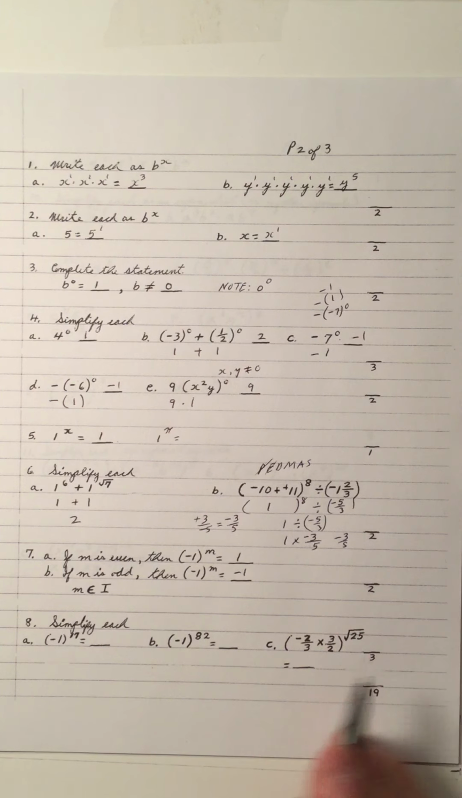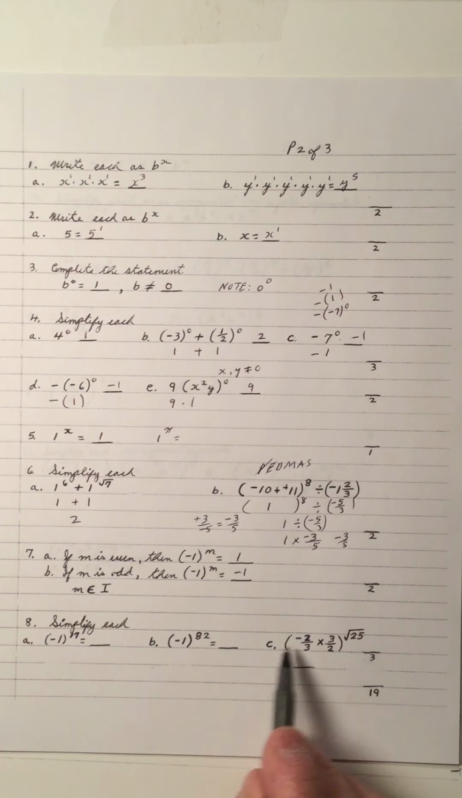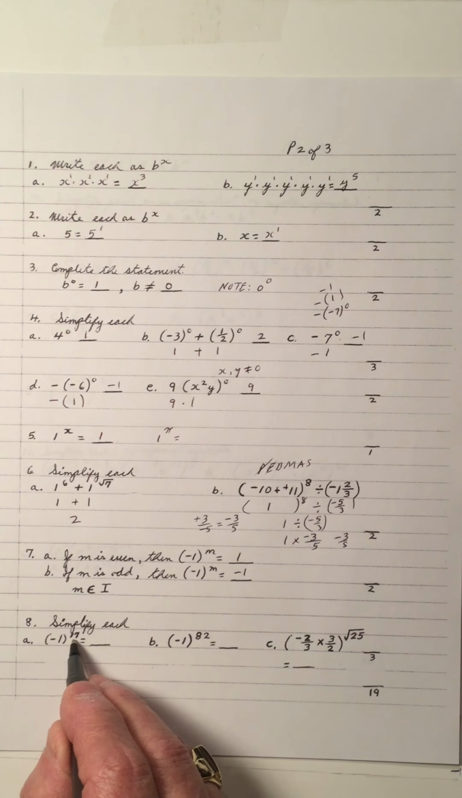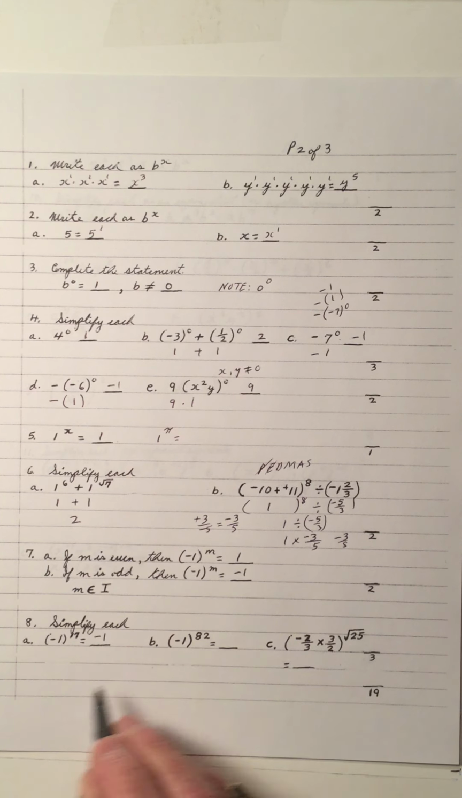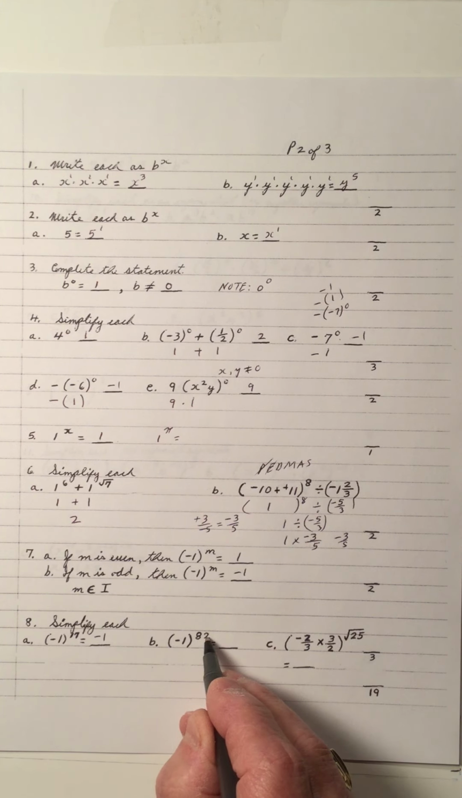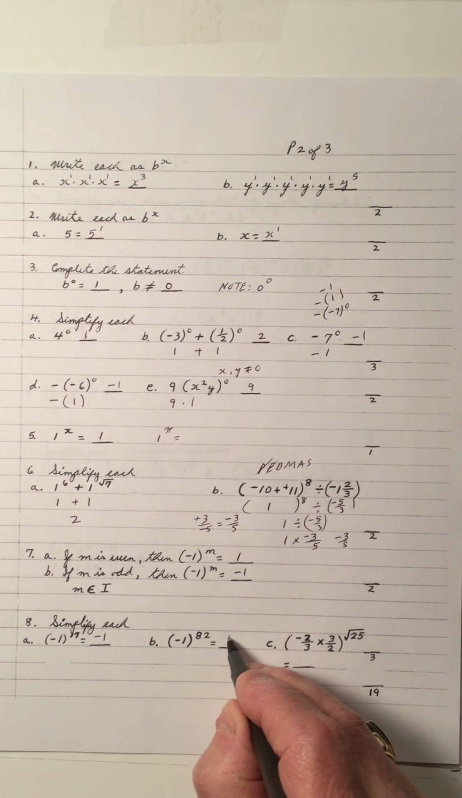And see how many you got right. And 8, here we go. Negative 1 to 17 is odd. An even number ends in 0, 2, 4, 6, or 8. That's an odd number, so it's negative 1. 82 ends in 2. That's even, so it's 1.